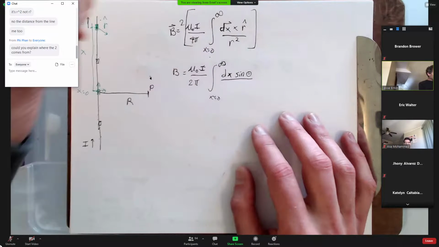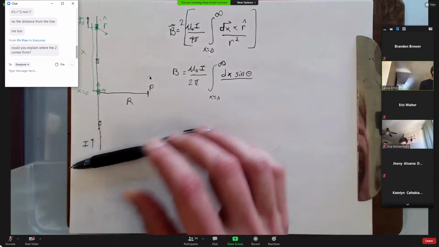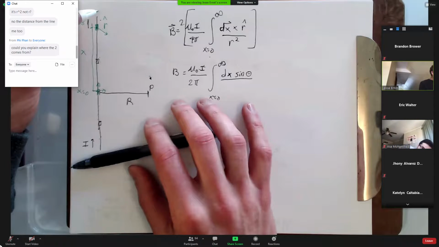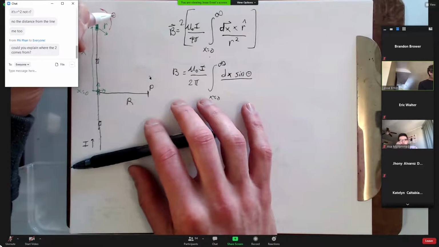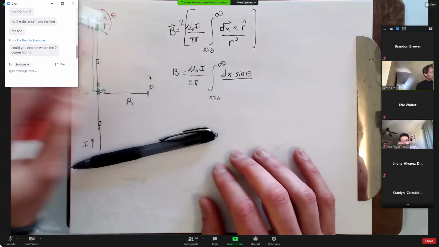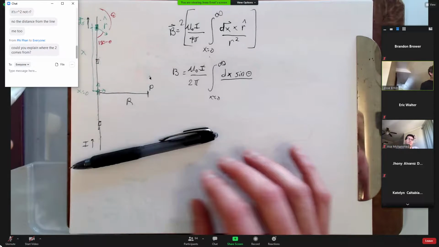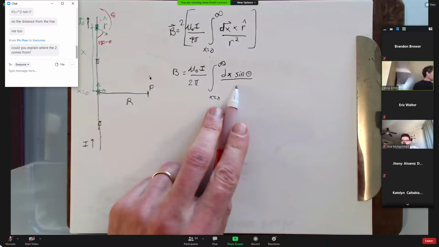Except what is this? We got to correctly label this angle. The angle between them is this vector. That's theta. So I need sine of this angle. But sine of this angle is the same as sine of this angle, right? This is 180 minus theta. So sine of this and that are the same thing. And I need my 1 over r squared here.